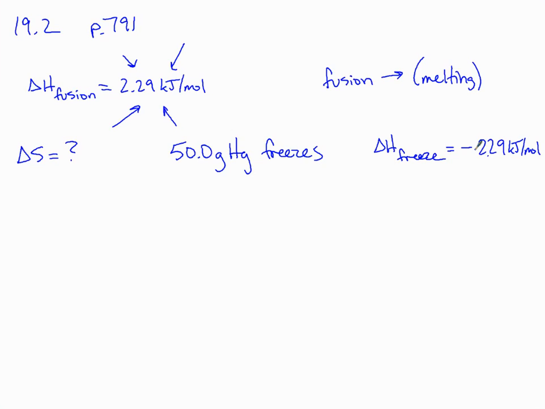And so it says plan this out. We can use the delta H of the freezing and the atomic weight of mercury to calculate Q. Then we can use Q to determine delta S. So here's what it wants us to do. It wants us to find the heat. We're going to relate these things. 50 grams of mercury.